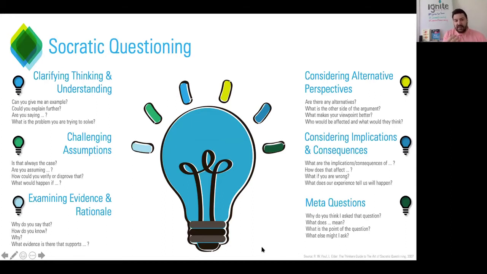So if you're wondering where some of those come from, just down in the bottom there, it's a bit small, but that's from the Thinker's Guide to the Art of Socratic Thinking by R.W. Paul and L. Elder. So you can get lots of information on Socratic questioning, obviously coming from Socrates, a Greek philosopher and teacher, and this was his way of truly understanding what people want and how to get to the crux of what someone's desires are. So using these questions can help you identify and explore some of those problems.